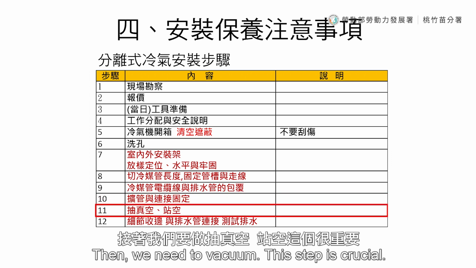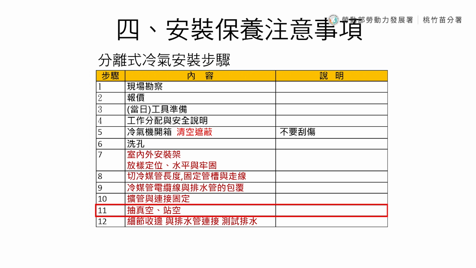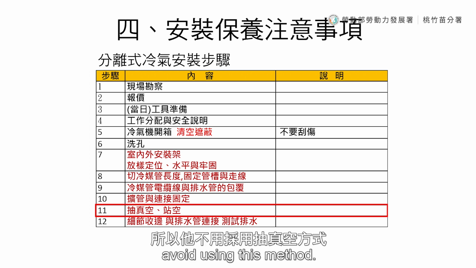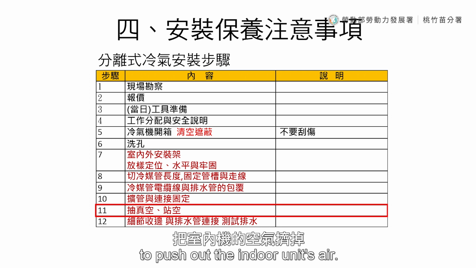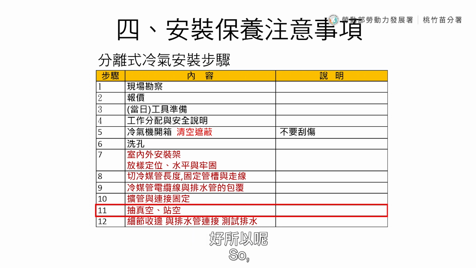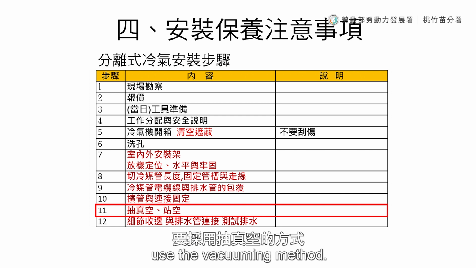Then, we need to vacuum. This step is crucial. In order to save space, many people avoid using this method. They use the refrigerant from the outdoor unit to push out the indoor unit's air. You will never push out all the air, so it's best to insist that your installers use the vacuuming method.